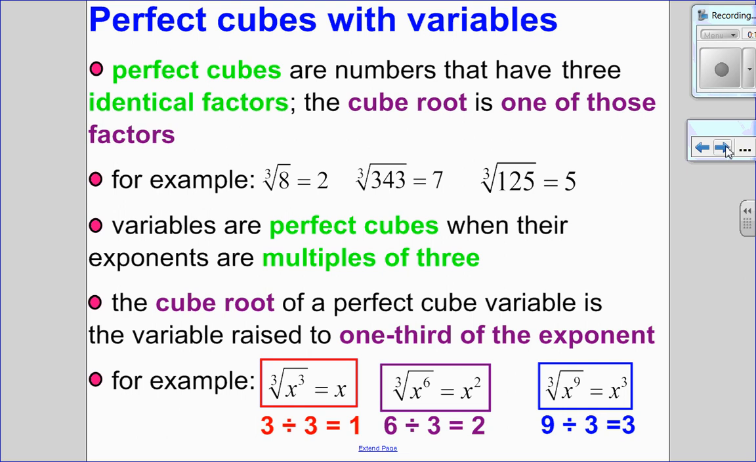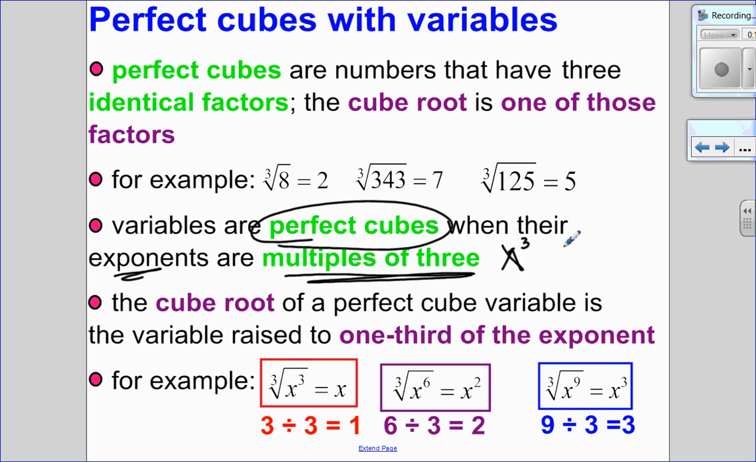Okay, let's talk about perfect cubes now. We already know about the numbers. Let's focus on the variables. Variables are perfect cubes if the exponents are multiples of 3. For example, x cubed is a perfect cube. x exponent 3, x exponent 9, x exponent 12. So exponents are multiples of 3.